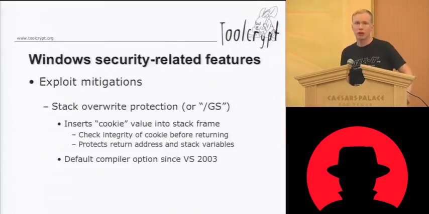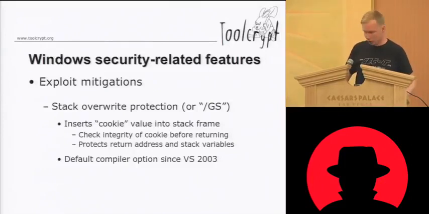So it protects the return address from a standard stack buffer overflow vulnerability. And it also protects against overwriting stack variables. So if you've got a memory pointer on the stack, for example, that could be manipulated by a buffer overrun, that could be protected as well. And this has been a default compiler option, actually, since Visual Studio 2003. So if you're using the latest version of Visual Studio, the latest version of the Microsoft toolchain, you're probably already protected by this, if you haven't switched it off, that is.